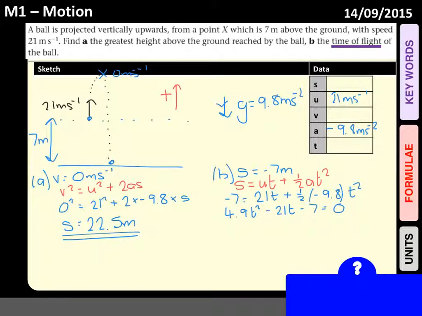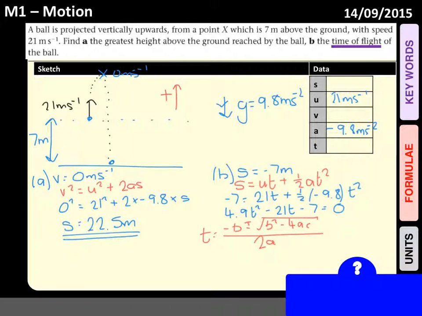Probably our easiest option here is to use the quadratic formula. So we've got our a value of 4.9, b is minus 21 and c is minus 7. So subbing that into the quadratic formula, which is t equals minus b plus or minus the square root of b squared minus 4ac all over 2a. Now at A level you will be expected to remember that formula by heart, so let's start learning it now if you haven't already. Subbing in the values then, we will be able to calculate the value of t.